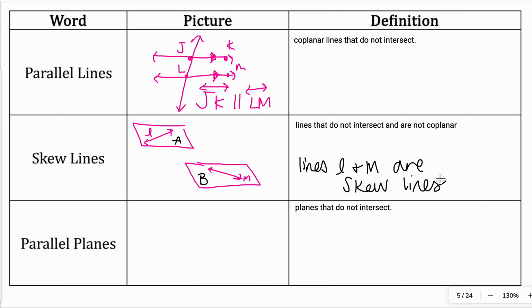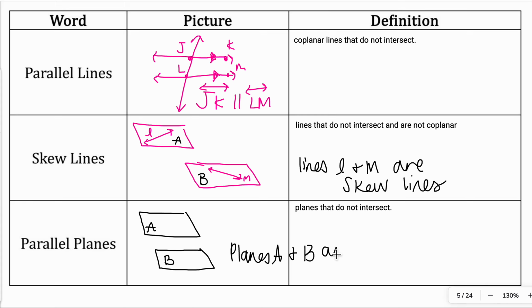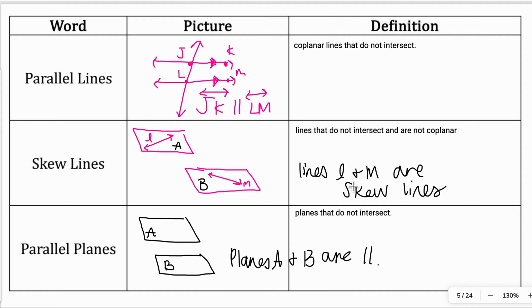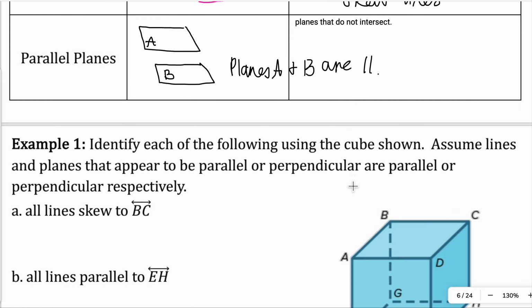Okay? Parallel planes, those are just planes that do not intersect. So kind of recreating the wheel from here. These planes are not going to intersect. We'll say A and B. So you can say planes A and B are parallel, and we'll use our symbol for parallel. Go ahead and take time to copy this if you haven't already in your notes, and when you're ready, click that play button.